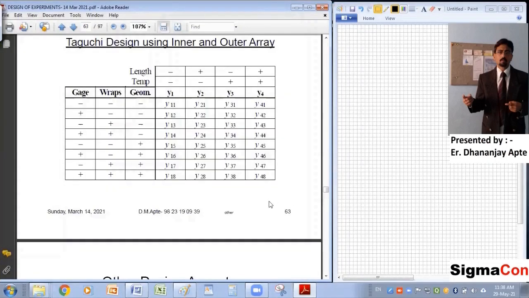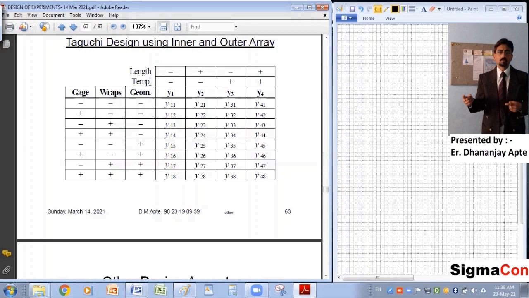Now see, Taguchi design using inner and outer array. Taguchi design is the advanced design in design of experiments. In normal practice in design of experiments, what do we do? We have different X factors considered one beside another.